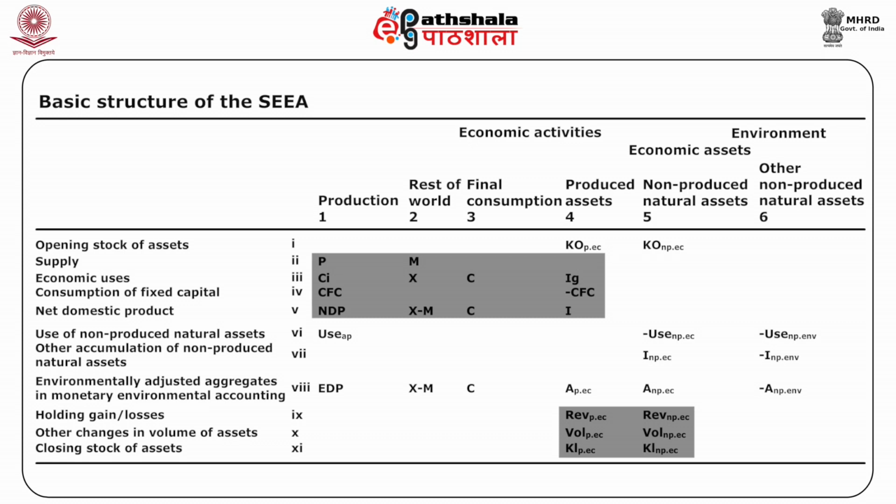For produced economic assets, opening stocks, which is K0 with the subscript P.EC, plus net investment, which is I, plus or minus adjustments like REV to the subscript of P.EC and VOL to the subscript of P.EC, gives closing accounts, K1 P.EC, or the opening accounts in the next accounting period.